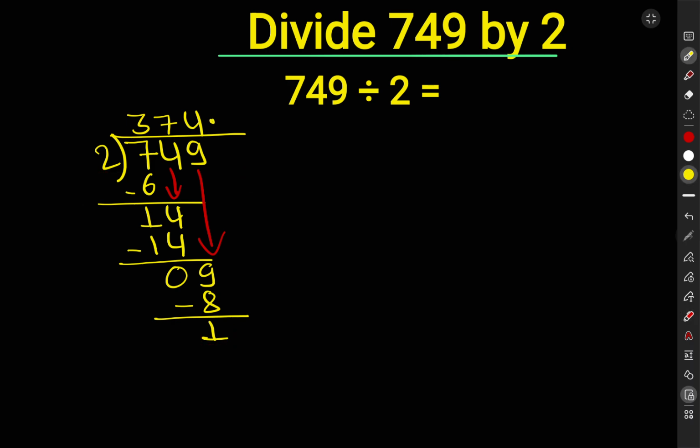So we take here decimal so that we put 0. So it is 10 and 2 times 5 is 10. On subtracting we get 0. So 749 divided by 2 is 374 decimal 5.